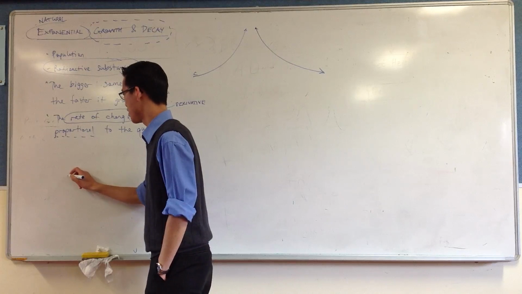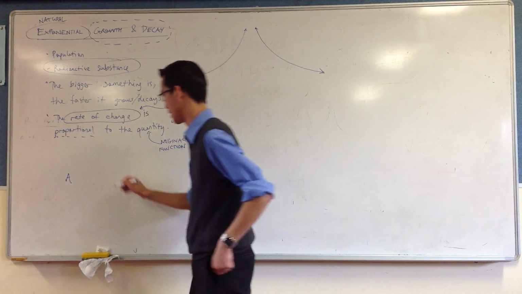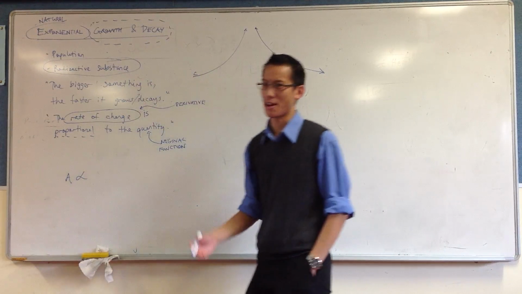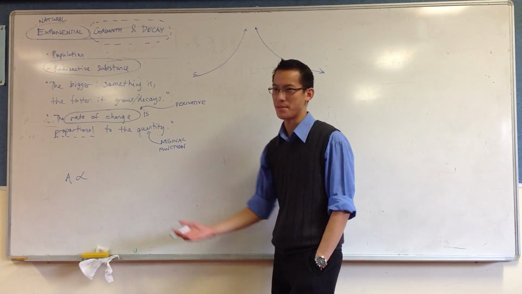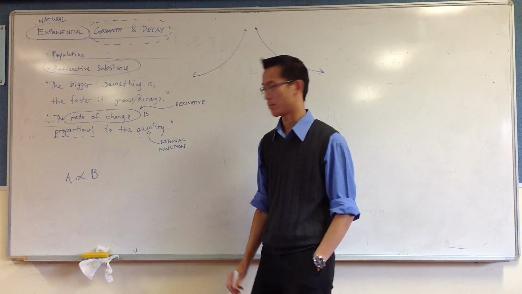You've got two ways. There's actually a symbol for proportionality. It looks kind of like an alpha. In fact, I write it like an alpha. When you typeset it, it looks slightly different, but anyway. You could say A is proportional to B.